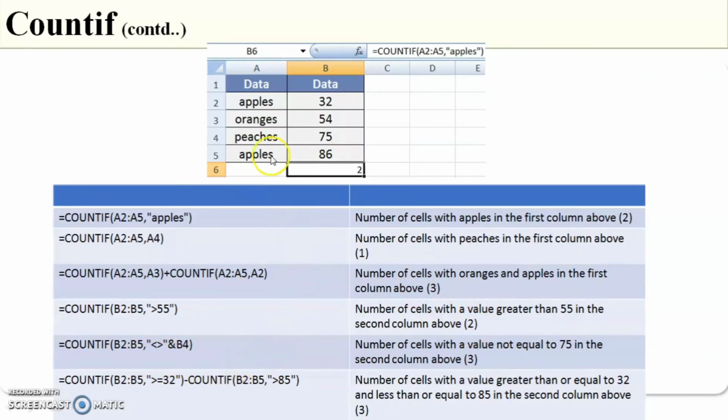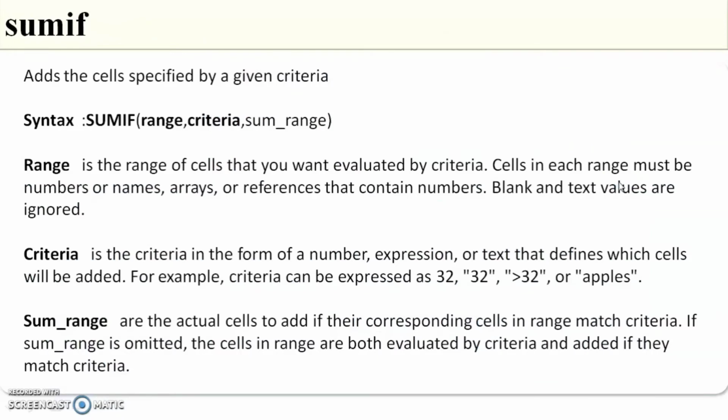So like this you can provide a different range of cells and criteria. Depending on the criteria, the range of cells is counted and the result is displayed. Like how COUNTIF is there, in the same way you can use SUMIF. In COUNTIF we have only 2 arguments, whereas in SUMIF we have 3 arguments: one is range, another is criteria, and then sum range.